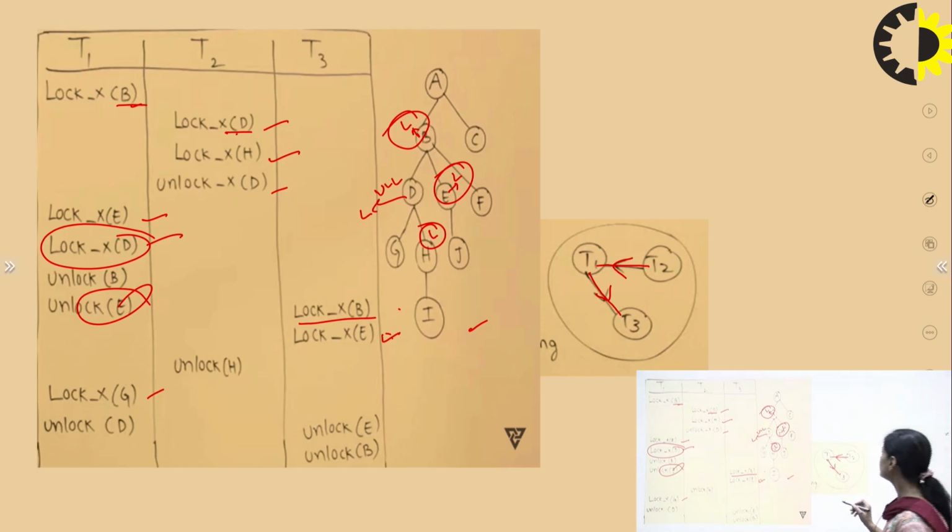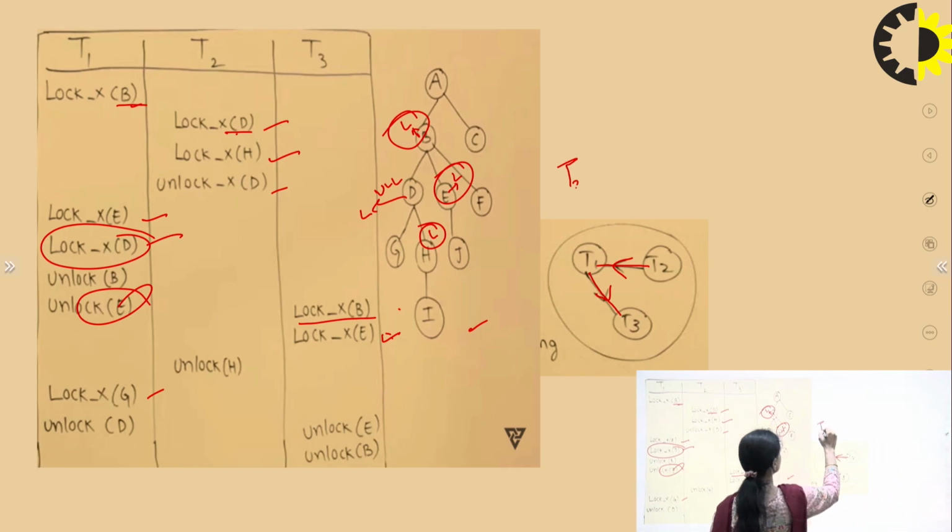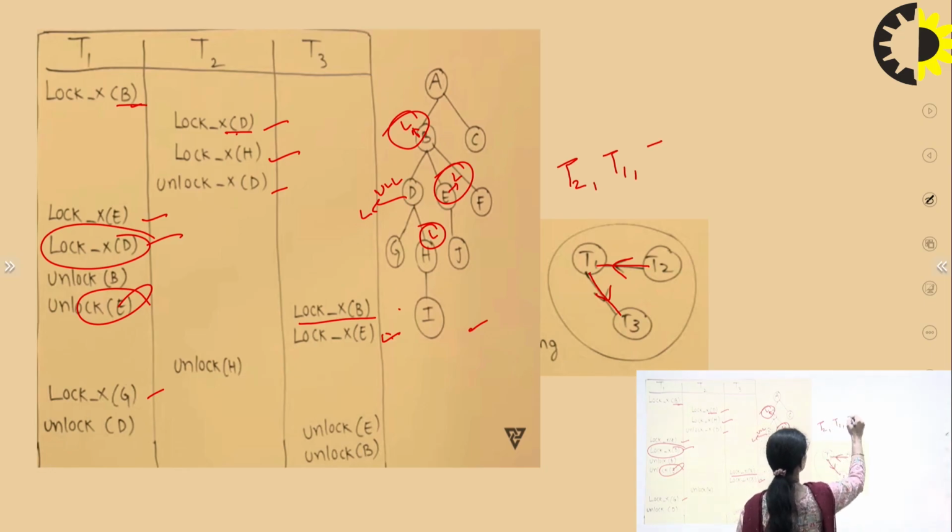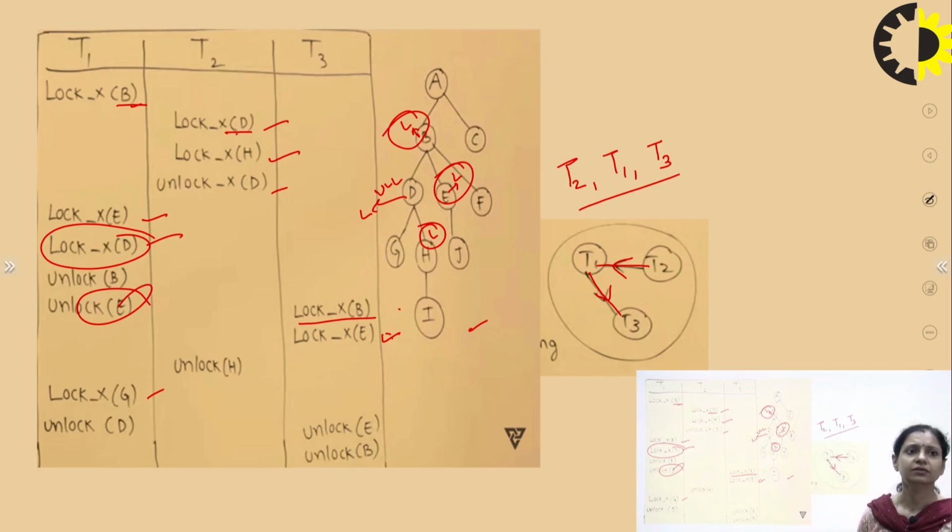So the serializable schedule that we get from here is T2 to T1 to T3. Since there is no cycle formed here, we can say that this is a serializable schedule.